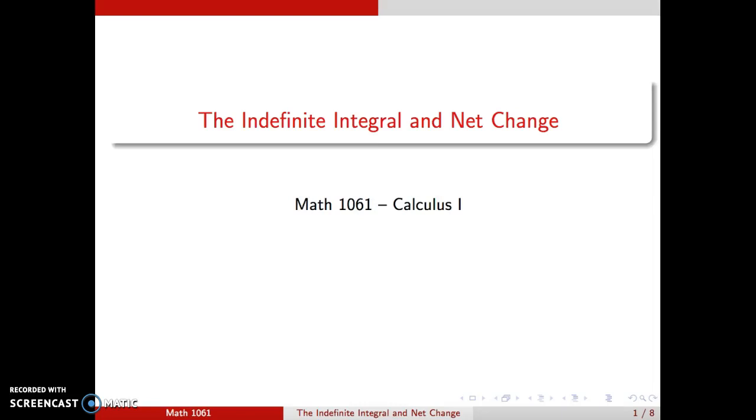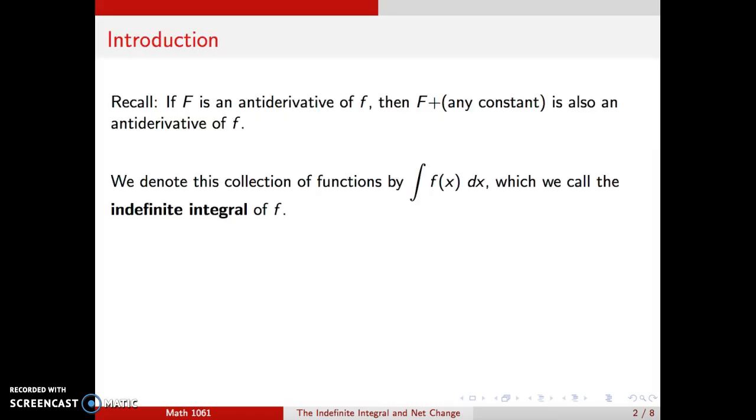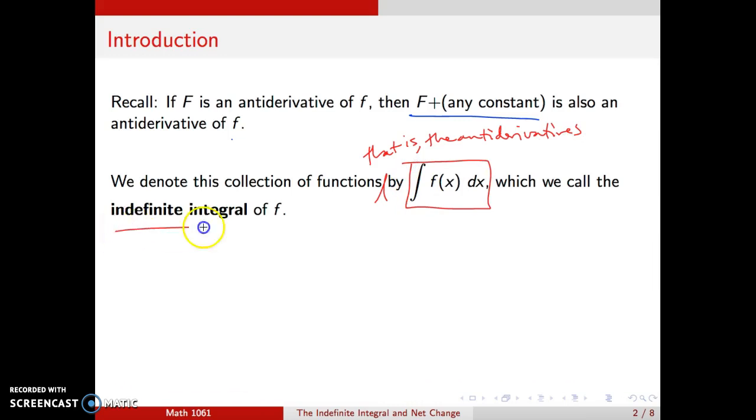Hello, in this video we're looking at the indefinite integral and net change. Just as a reminder, if F is an antiderivative of lowercase f, then F plus any constant is an antiderivative of f as well. The new thing here is a new notation and name: the collection of all antiderivatives is called the indefinite integral of f.